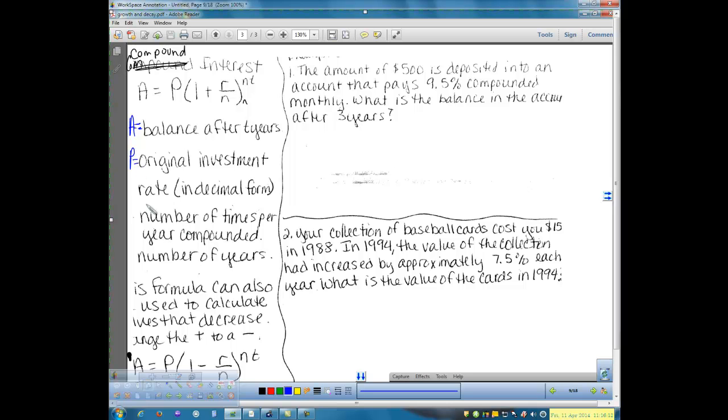P is the original investment. R is the rate in decimal form. N is the number of times per year compounded, and T is the number of years.